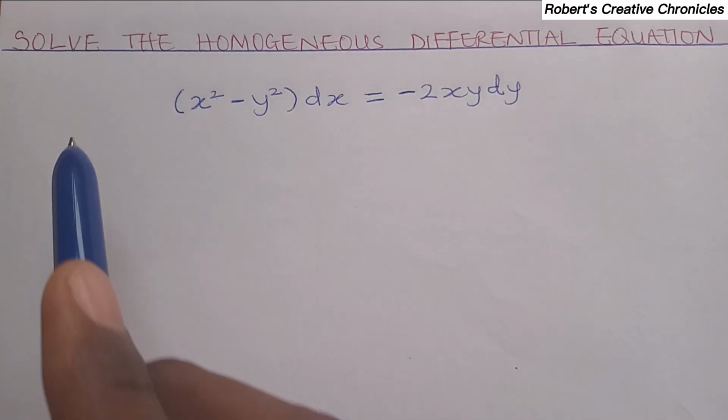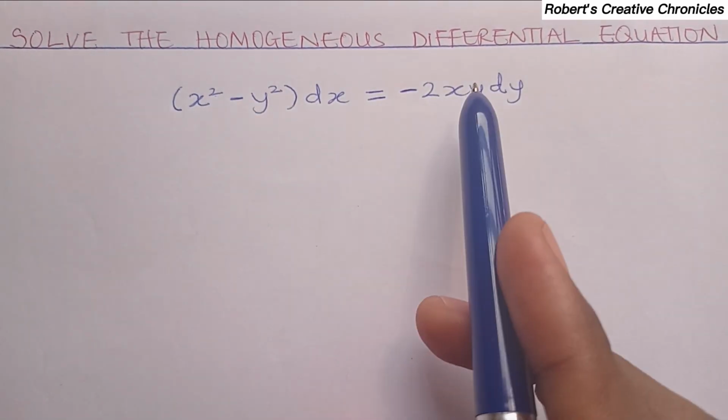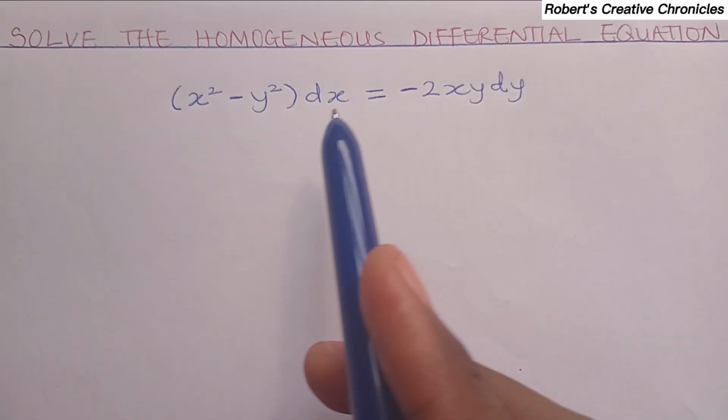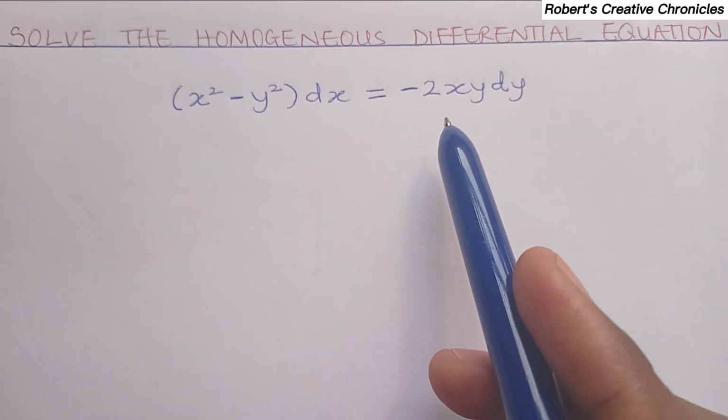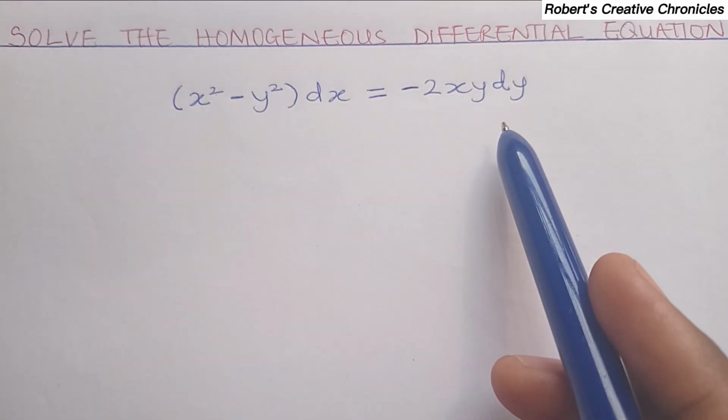So today we'll be solving this question, which states: solve the homogeneous differential equation (x squared minus y squared) dx is equal to minus 2xy dy.